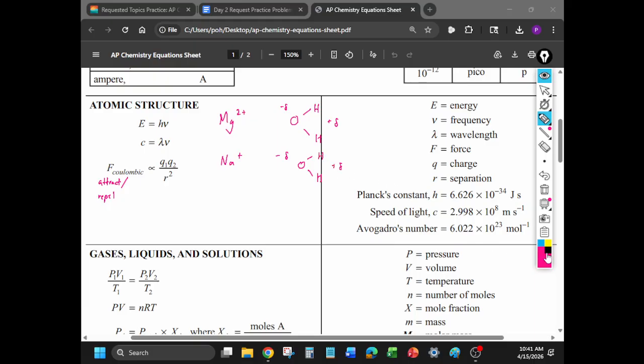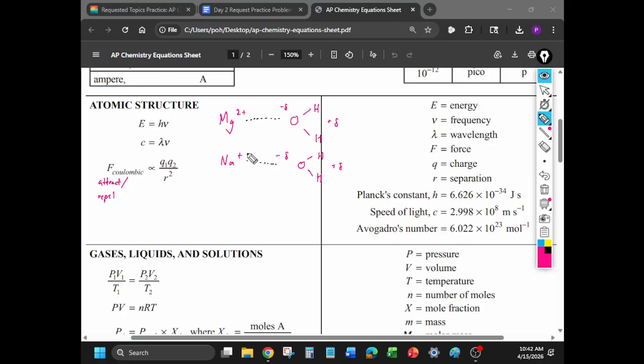Okay, and the question is basically asking, why is this Mg2+ and O's intermolecular force stronger than this one here between Na and O? And you have to refer to Coulomb's law. All right, now it might seem very complicated, but it's actually very simple to use this. So let's start by plugging in what we have into this formula.